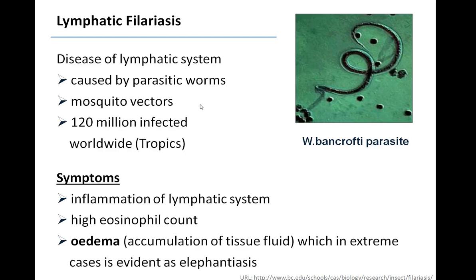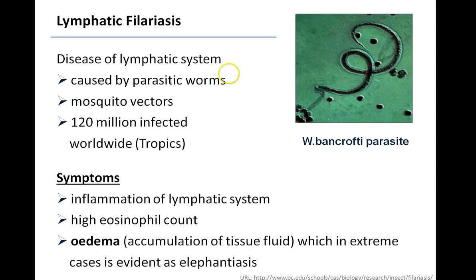Symptoms of filariasis include inflammation of the lymphatic system, and you get a high count of eosinophils, which is a particular class of white blood cells. However, what's particularly interesting is that in this disease you often get edema as a consequence of blockages caused by these worms in the lymphatic vessels. So fluid will start to accumulate because the recovery of tissue fluid is being impeded. In extreme cases, this can be evident as a condition we call elephantiasis.